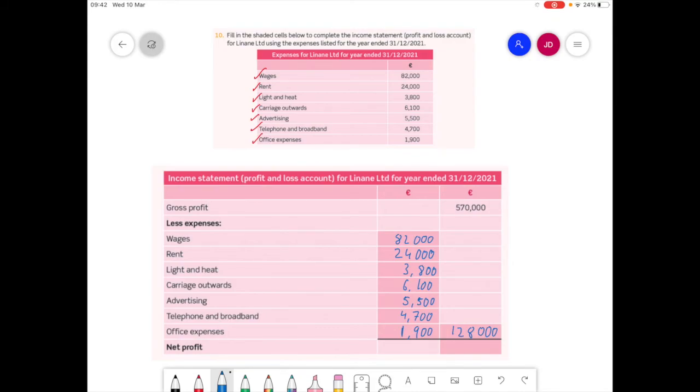Now to get my net profit, so my net profit is my profit after my expenses. Am I going to add or subtract it from my gross profit? I'm going to subtract it, of course, and then I'm going to get a total of 442,000. And that's quite simply it, and that's my income statement sorted. So that's how you do a profit and loss account.